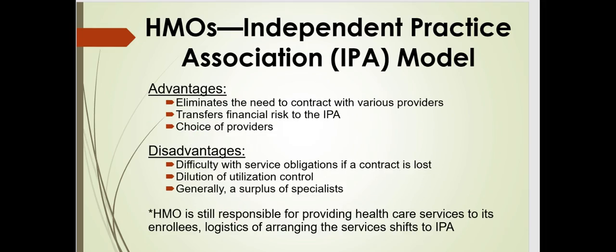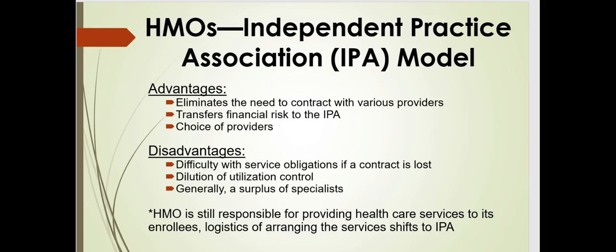Now, in the next slide, I'm going to cover the advantages and disadvantages of the IPA model. One, the HMO is relieved of the administrative burden of establishing contracts with numerous providers. Second, financial risk is transferred to the IPA. Third, the IPA model provides an expanded choice of providers to the enrollees. Fourth, it also allows small groups and individual physicians the opportunity to participate in managed care and get a slice of the revenues.